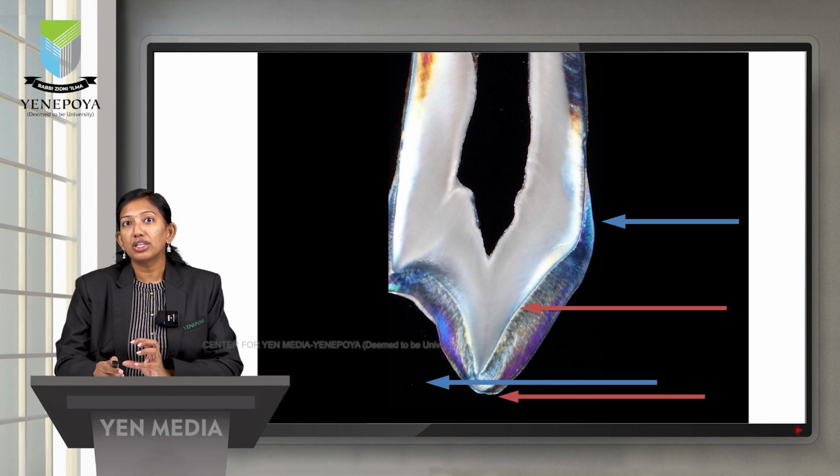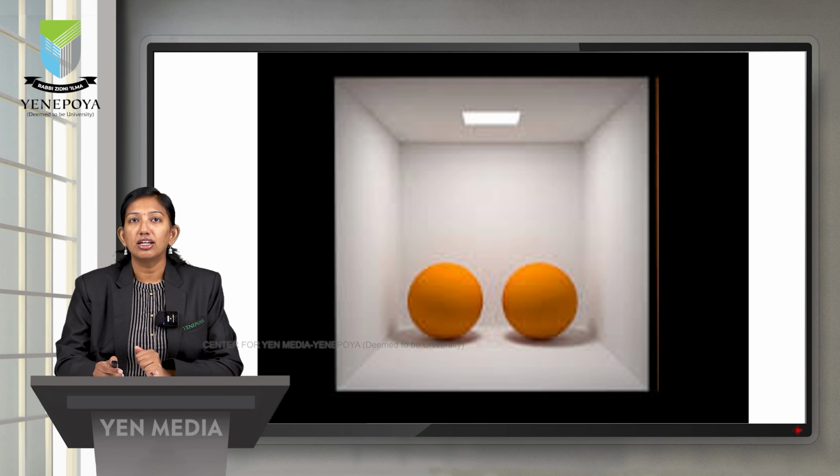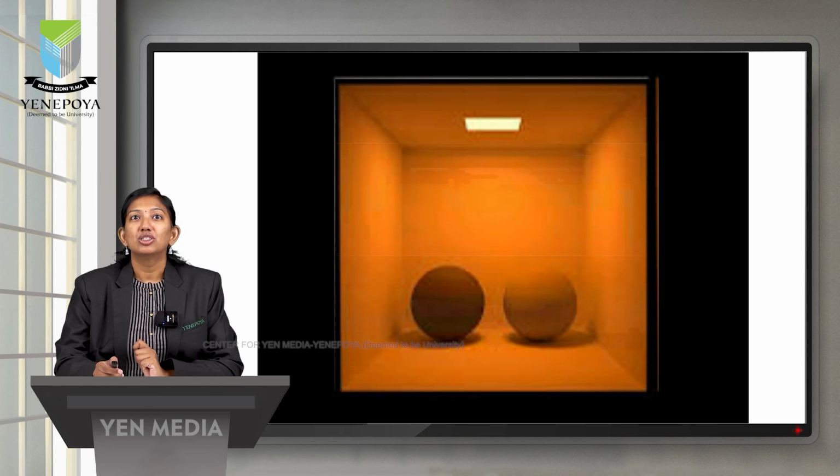So, you need to know that these are the different shades that you're going to see when you're looking at a tooth. Let's see: do you think both of these objects are of the same color? Let's see what happens if we change the light source. When we change the light source, you can see the same objects are not the same anymore. One color is darker than the other.